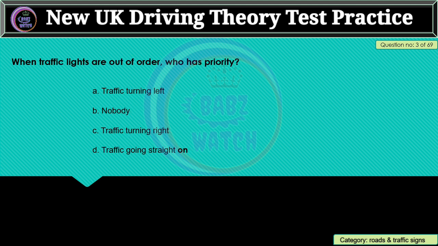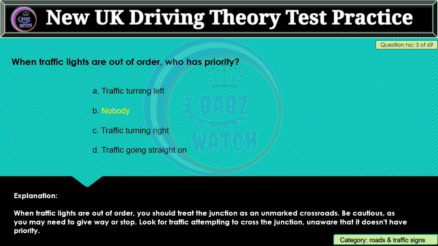Question 3 of 69. When traffic lights are out of order, who has priority? A. Traffic turning left. B. Nobody. C. Traffic turning right. D. Traffic going straight on. The correct answer is B. Nobody. Explanation. When traffic lights are out of order, you should treat the junction as an unmarked crossroads. Be cautious, as you may need to give way or stop. Look for traffic attempting to cross the junction, unaware that it doesn't have priority.